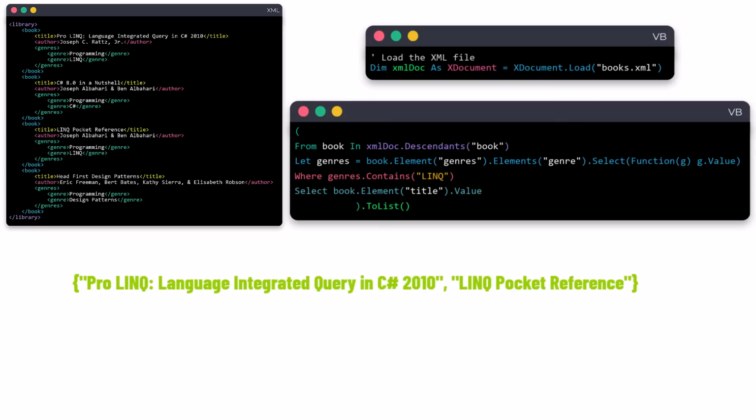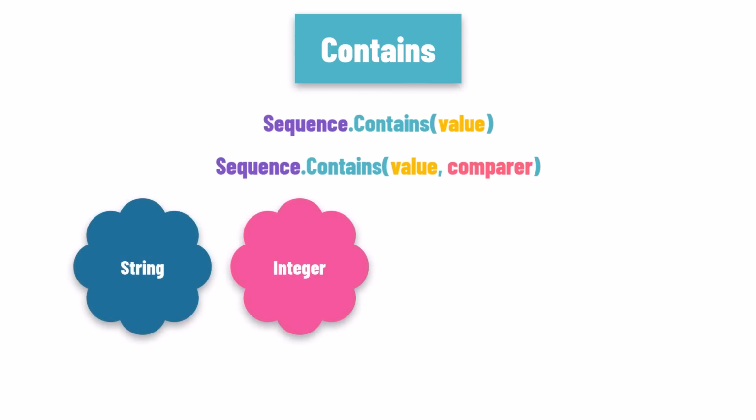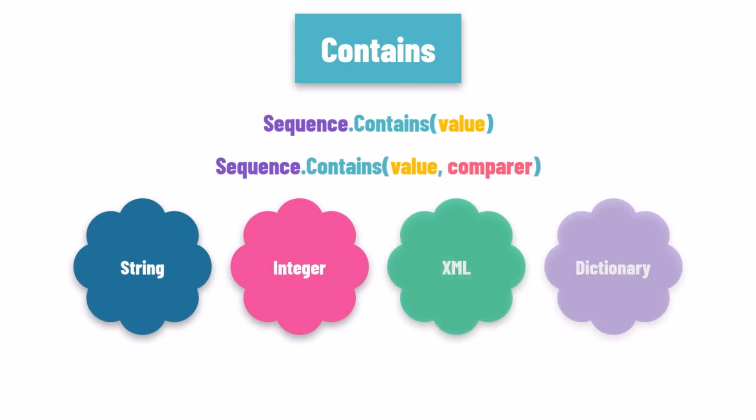To wrap up, the Contains method is a simple yet powerful tool in LINQ, offering straightforward functionality for checking the existence of an item in a collection. Whether you are dealing with basic types like strings and integers, or more complex structures like XML and dictionaries, Contains provides a versatile approach to data querying. Its ability to integrate with custom comparers adds flexibility, allowing it to handle diverse scenarios with ease.